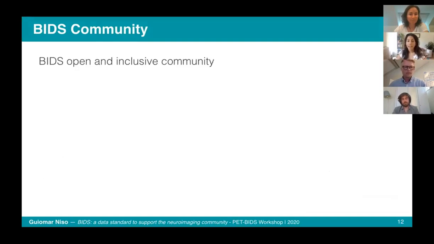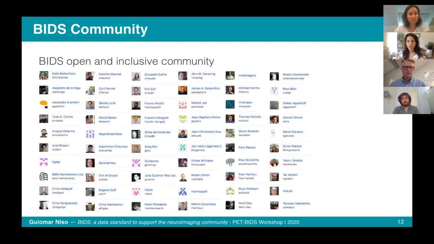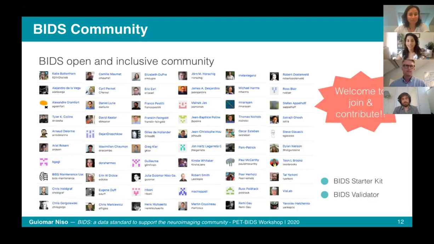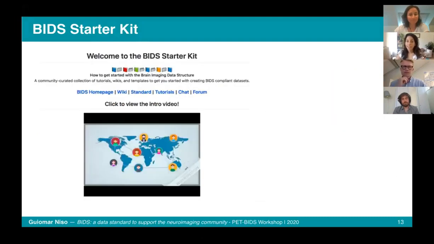But above all this, we have hundreds of people behind it. These are some of the contributors through GitHub, and you will see there's a really open and inclusive community. I really encourage any of you, you are very welcome to join and contribute whenever you can or you feel. And we have a starter kit that gives you some clues on how to start contributing.